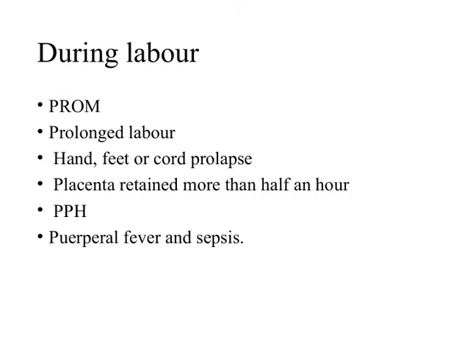One of them is PROM, or premature rupture of membranes, which can increase the risk of infection and other issues. Prolonged labor is another concern. When labor lasts too long, it can put both the mother and baby at risk and may require intervention. Hand, feet, or cord prolapse is a serious situation where the umbilical cord slips out before the baby, which can cut off oxygen supply and needs immediate action. If the placenta is retained for more than half an hour after delivery, it can lead to heavy bleeding and complications.